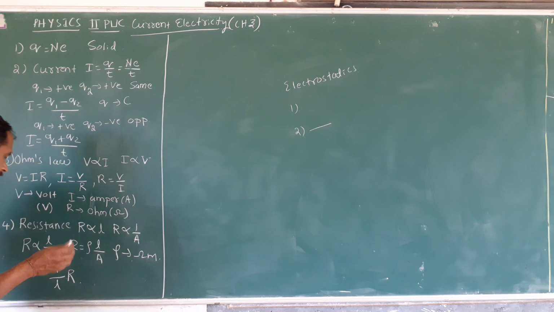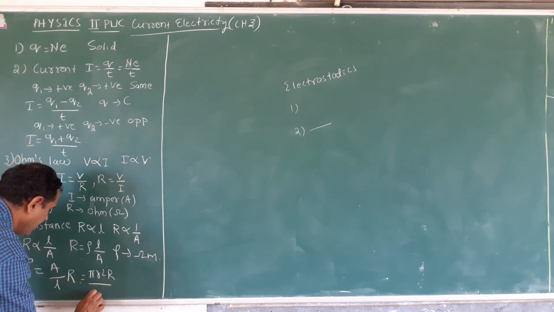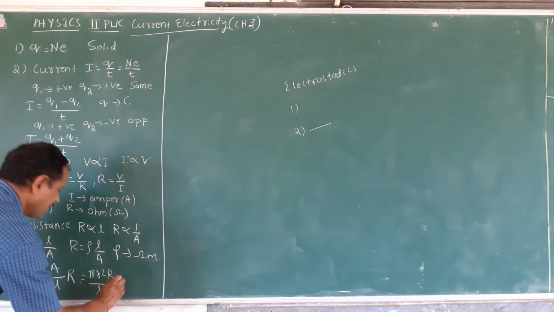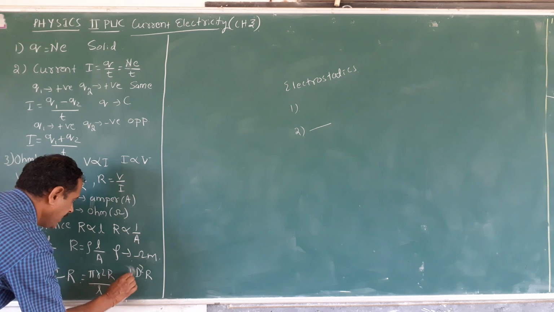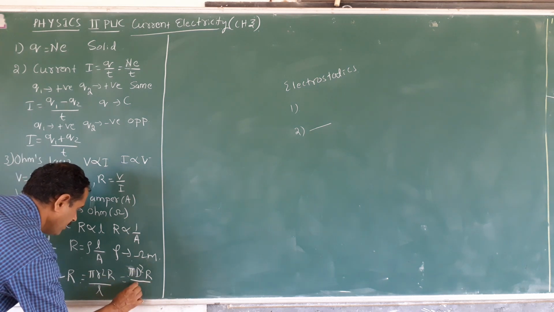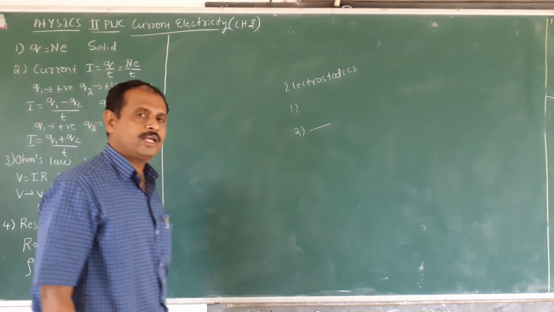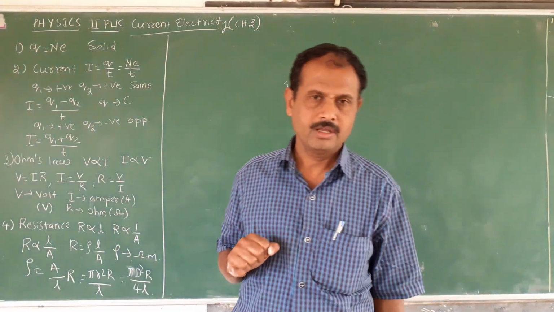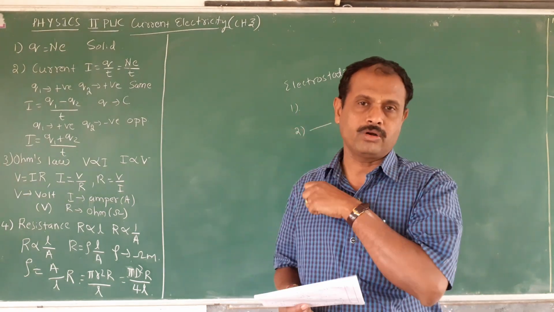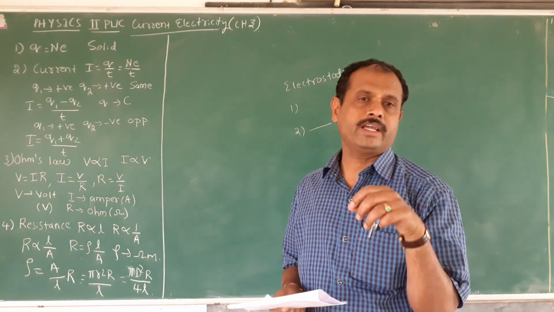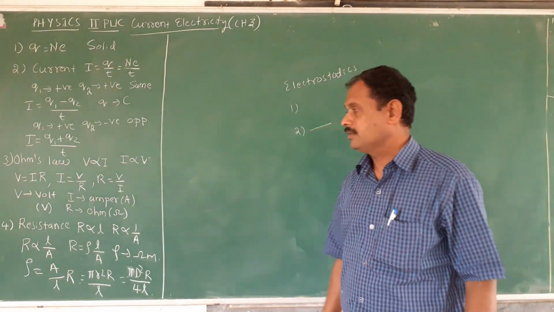If you take a round wire, the area is pi r square, so resistivity is pi r square R divided by L. If you write in terms of diameter, it is pi d square R divided by 4L. So it depends upon what type of wire is used. If a square wire is used, the area is A into A, A square. Suppose you take a rectangular wire, the area is width into breadth, A into B.